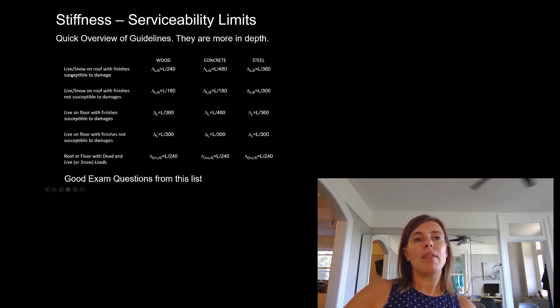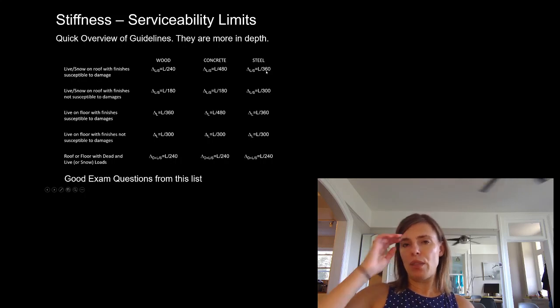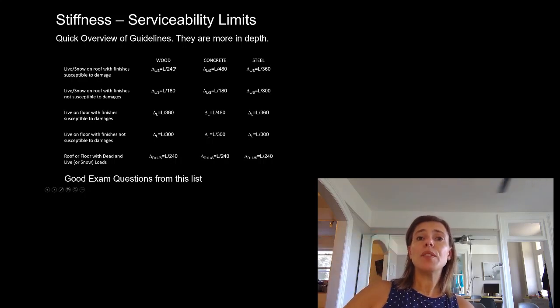So here you can see we have live or snow on a roof with finishes susceptible to damage. So that would be something with drywall. If it's steel, it's the length divided by 360. If it's wood, it's the length divided by 240. For live or snow on a roof with finishes not susceptible to damage, it's the length of that member divided by, for steel, 300, concrete, 180, and wood, 180. And then we have the same criteria for floors with finishes and without.